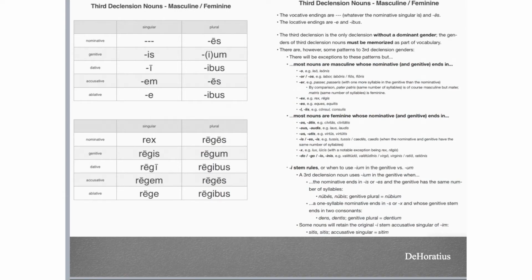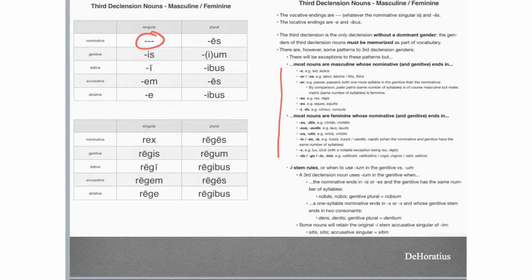So here are third declension nouns. The first thing to point out is that guy. Third declension nouns do not have a set nominative singular. That nominative singular form is going to be variable. It's going to change from noun to noun. Now, there are some patterns, and you can see some of those patterns here.